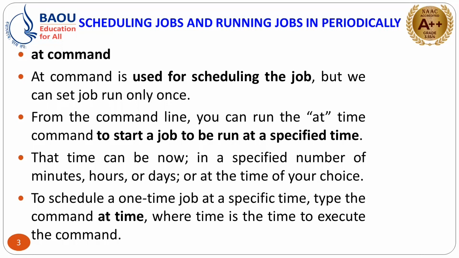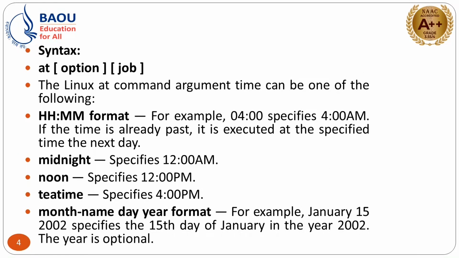Here the time may be specified in some specific format. It may be in minutes, hours, dates or days, or any time of your choice. Again I am repeating, whenever you want to schedule a particular command or job at a specified time, you use the at command. Now this is the syntax for the at command: at, then the options and the job. The option is in the format HH:MM, where HH is the hour and MM is the minute.